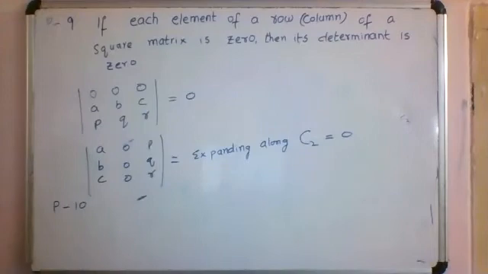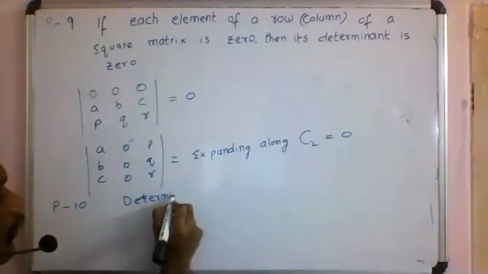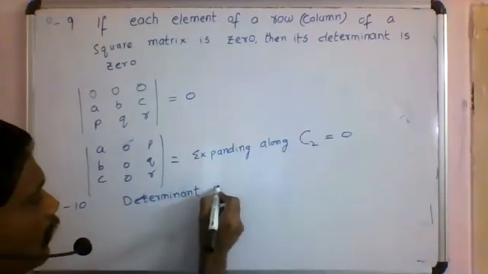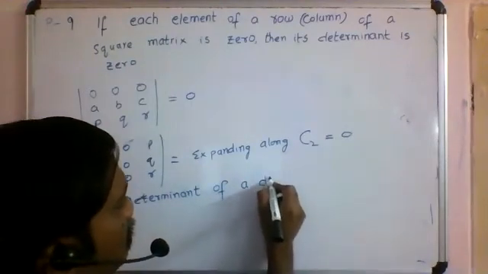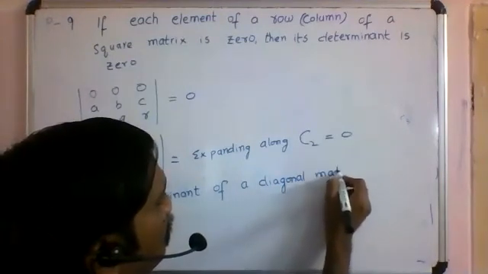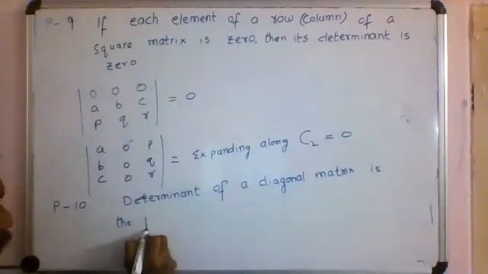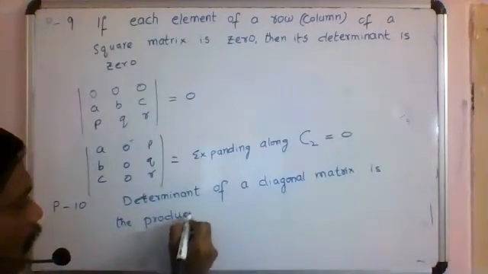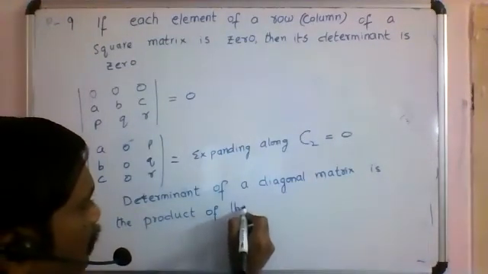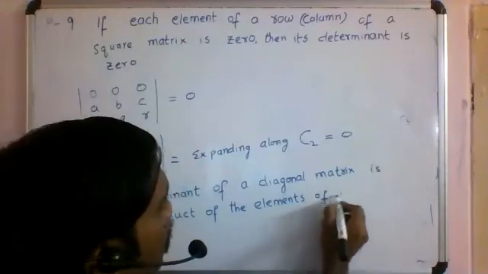And property 10 is: the determinant of a diagonal matrix is the product of the elements of the principal diagonal.